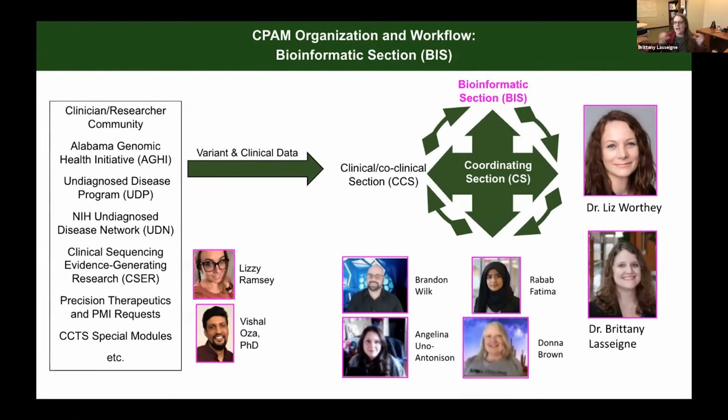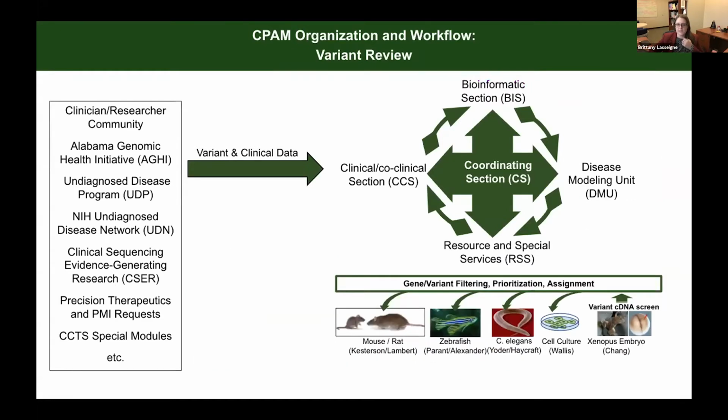So we gather all of this information, interpret it, produce it, and prepare a report that we then bring back to all of CPAM. Oh, and these are all the folks that are in CPAM, or in the BIS section. And so we bring all of this information back to the larger team, and we have what we call a variant review committee meeting. That is where we take all of that rich information and assess variant impact and model selection. And so the whole team meets to discuss this.